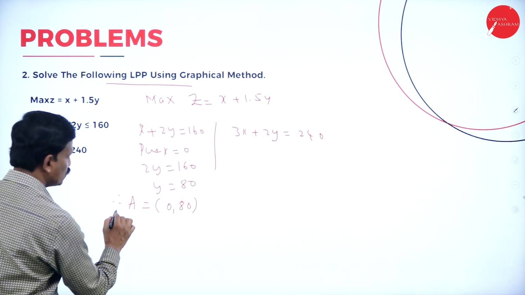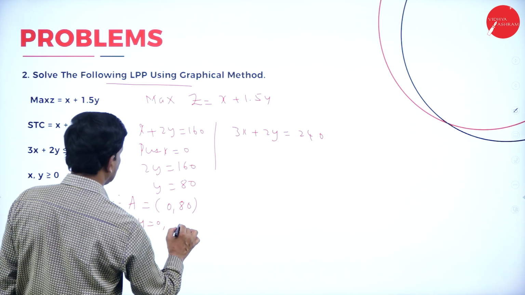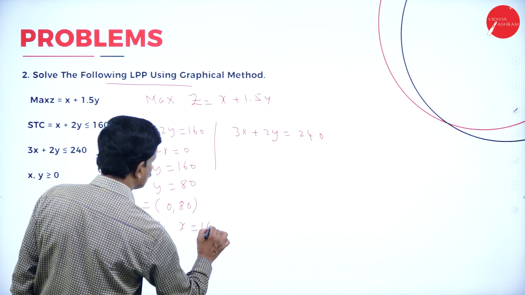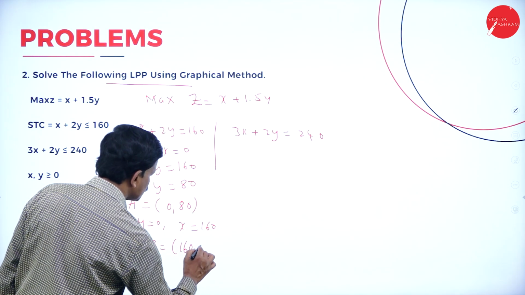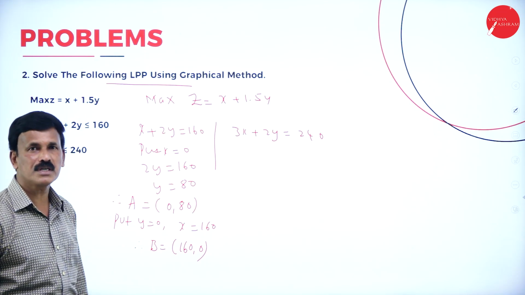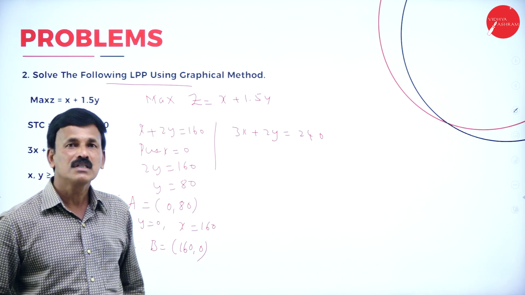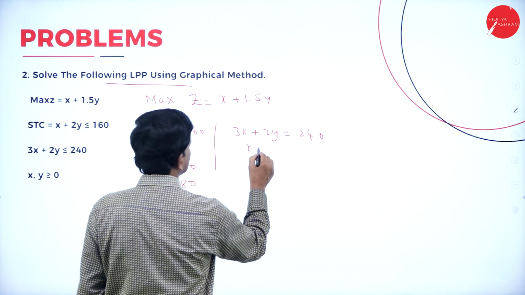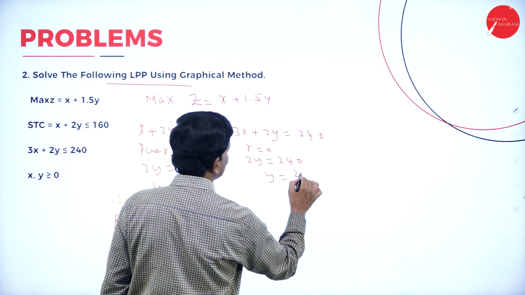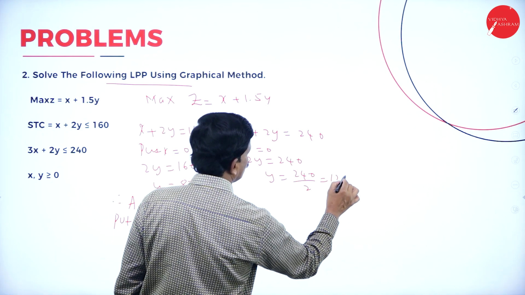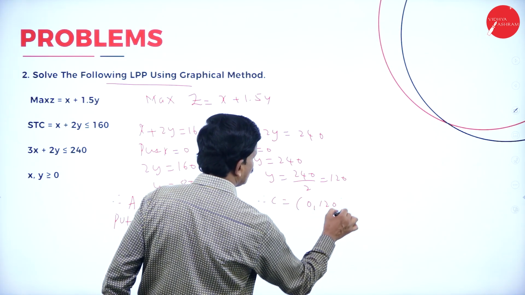Now put y is equal to 0. You will get x is equal to 160. Therefore, the point B is equal to 160, 0. These are the two points: A is 0, 80, B is 160, 0. Now come to the second equation. Put x is equal to 0. You will get 2y is equal to 240, y is equal to 240 by 2, which is 120. Therefore, C is equal to 0, 120.